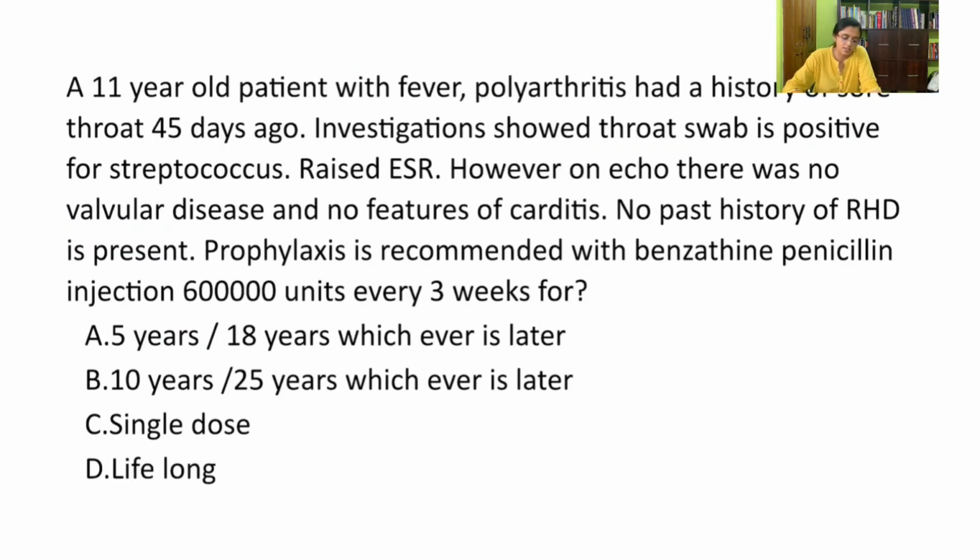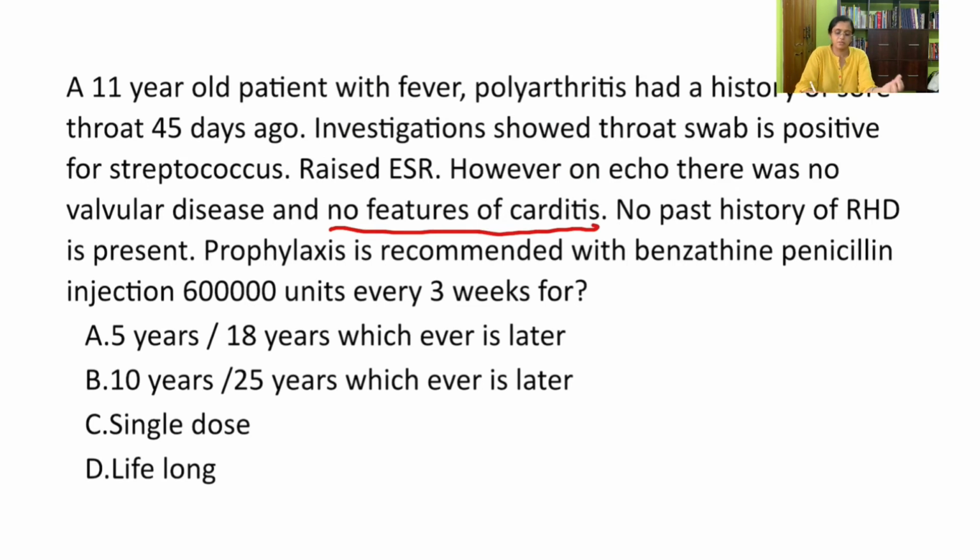Now coming to the next question, which is an 11-year-old patient with fever, polyarthritis, had a history of sore throat 45 days ago. Very, very direct. It is directing us towards something which is a complication of sore throat. So you know what it could be. The patient is developing rheumatic fever. Investigation showed throat swab is positive for streptococcus. Raised ESR is present. However, on echo, there was no valvular disease and no features of carditis. So it's very relieving that he had no features of carditis. No past history of RHD is present.